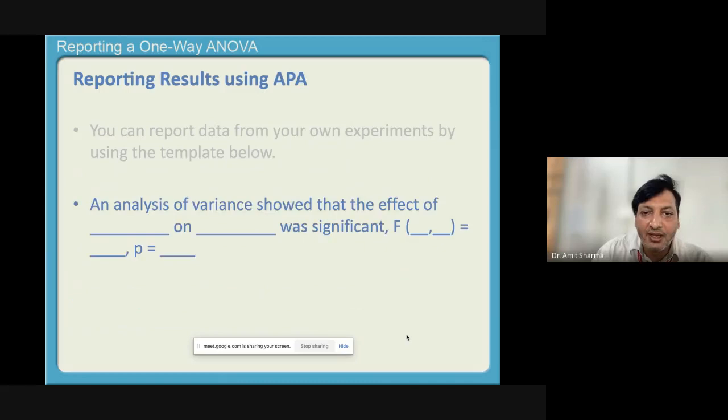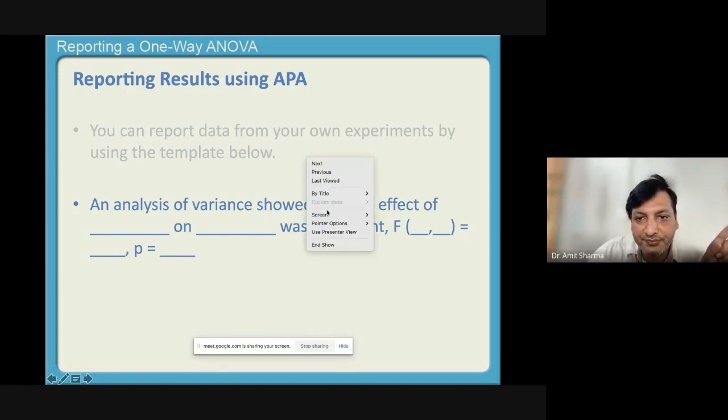Now, the reporting style. This is the blank format. Once you have received the test results from SPSS, you are going to write this blank line, and you have to fill a few things under these lines where I have not written anything. The analysis of variance shows that the effect of the independent variable on the dependent variable was significant or not significant. There you will have two different options.